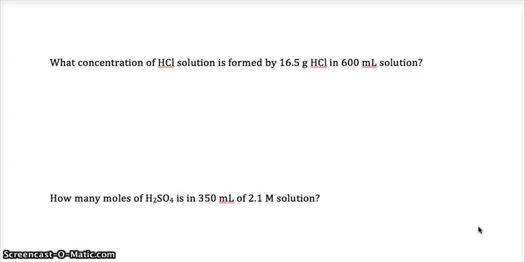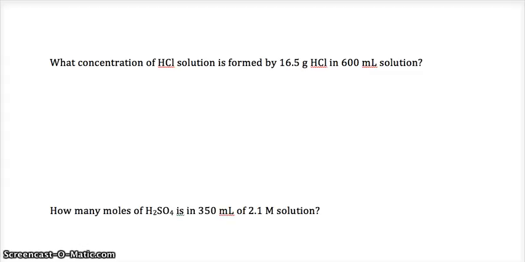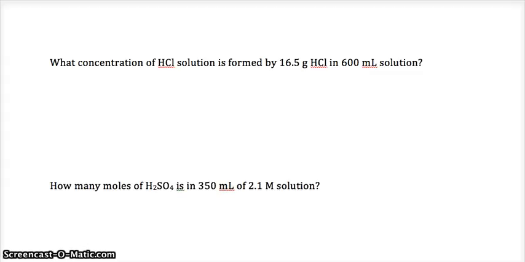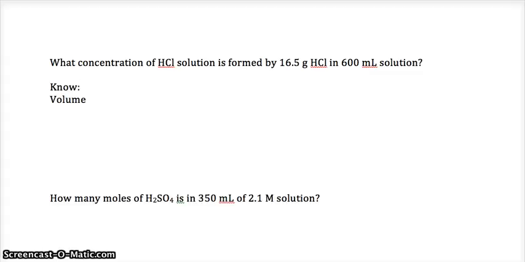In the first one, you're asked for the concentration of hydrochloric acid formed by 16.5 grams HCl in 600 milliliter solution. This is a concentration problem. So I think the first thing to do maybe is to write down what you know and what you want. What you know is the volume. And the volume is equal to 600 milliliters, which you have to remember to convert into liters always. That's 600 divided by 1,000, which is equal to 0.6 liters.